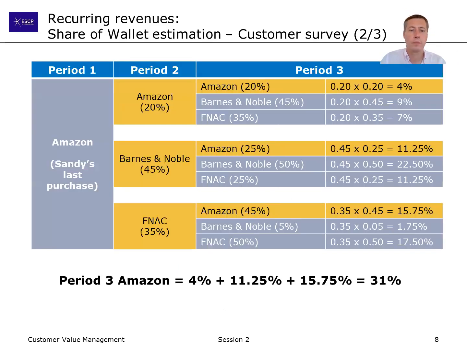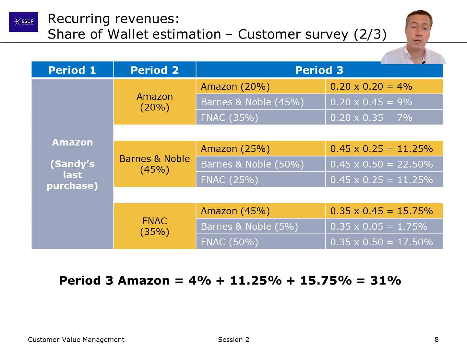In period 1, Sandy purchased at Amazon. We know this because that's what she told us when we asked her. In period 2, we know that Sandy has a 20% chance of going to Amazon, a 45% chance of going to Barnes & Noble, and a 35% chance of going to Fnac. We know because that's what she tells us. Now, what happens in period 3 depends on what happened in period 2.